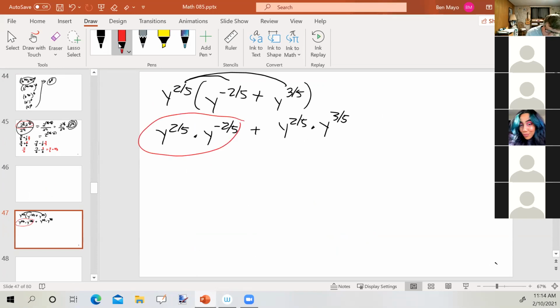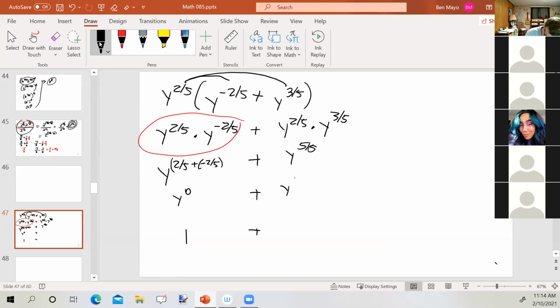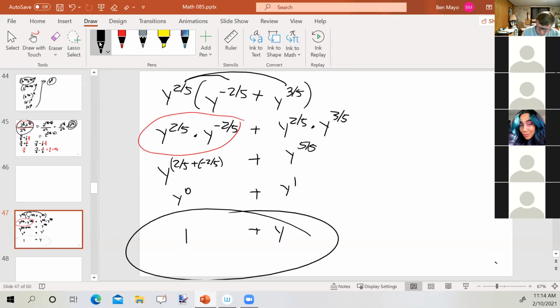Here, we're multiplying two powers with the same base, so we're going to add the exponents. We get y to the 2/5 plus negative 2/5, which is y to the 0 power, which is 1, plus y to the 5/5, which is y to the 1 or y. So our final answer is just 1 plus y.